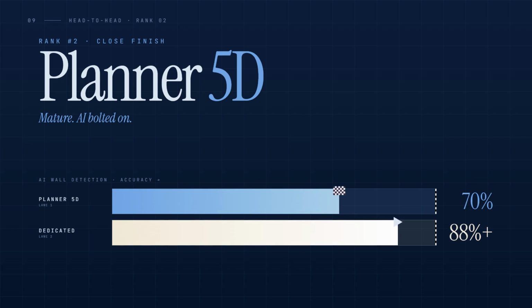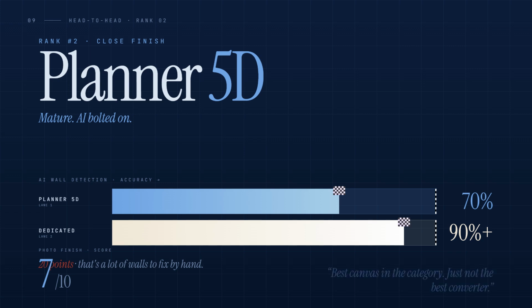That last part is the qualifier that matters. Planner 5D's core product is manual design. The AI conversion is a secondary feature added over time, and detection accuracy trails tools built specifically for that job. In my testing, Planner 5D correctly detected walls on architectural PDFs about 70% of the time on the first pass. Dedicated conversion tools clear 90%. For designing from scratch, Planner 5D is the mature choice. For fast conversion of a plan you already have, not the shortest path, Planner 5D 7 out of 10.